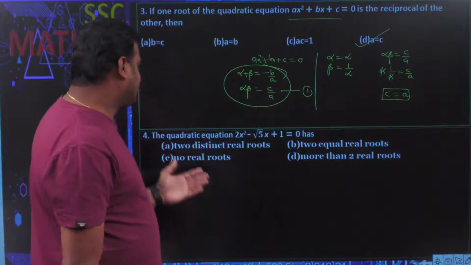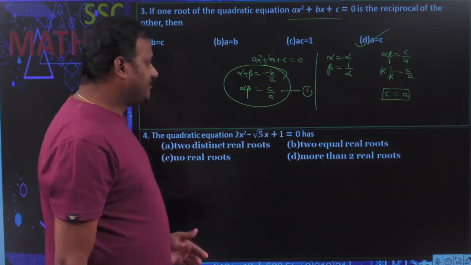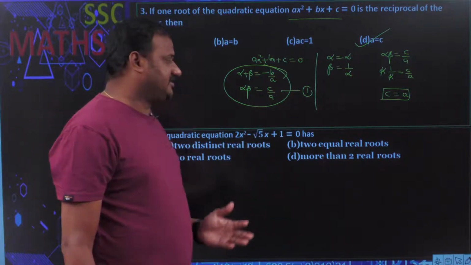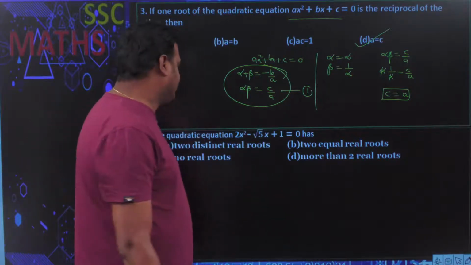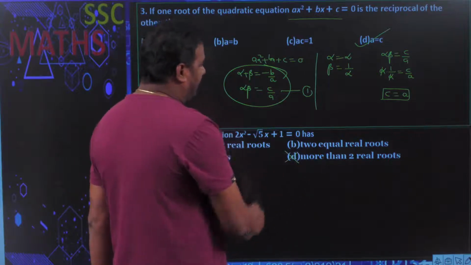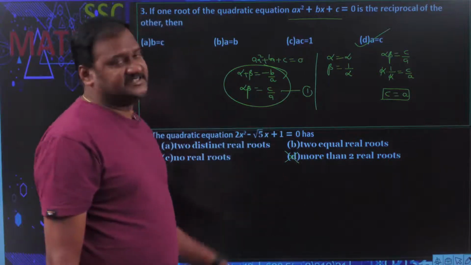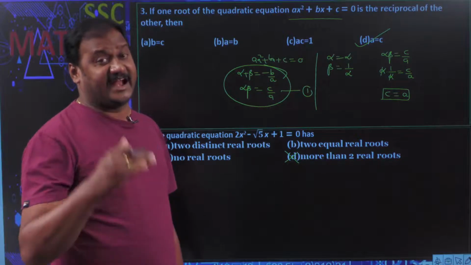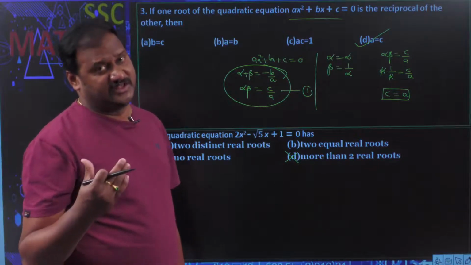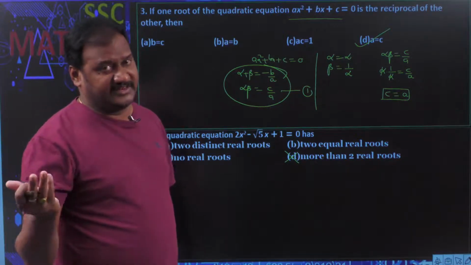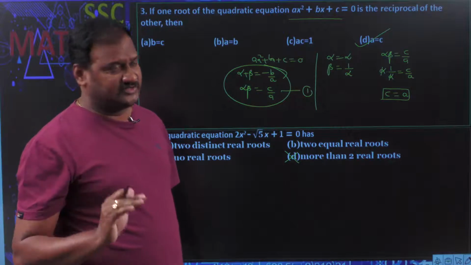Coming to the next problem: the quadratic equation 2x square minus 5 root 5 x plus 1 equal to 0 has distinct real roots, equal real roots, no real roots, or more than 2 real roots. More than 2 real roots is absolutely a wrong option, because since it is a quadratic equation, it has at most 2 roots. I don't know whether they are real or not. At most 2 roots. Okay?